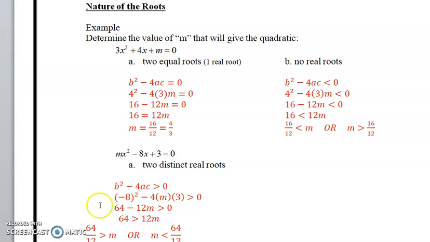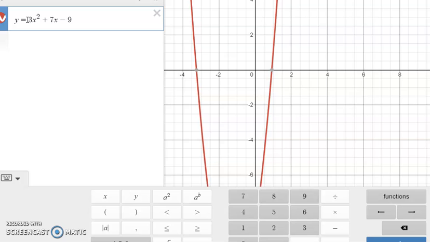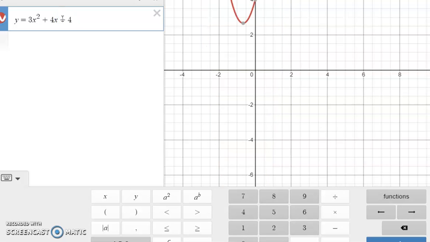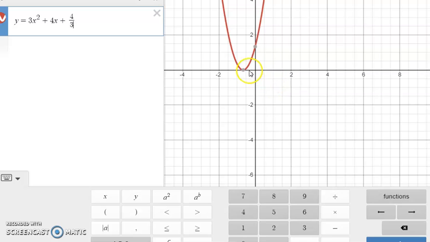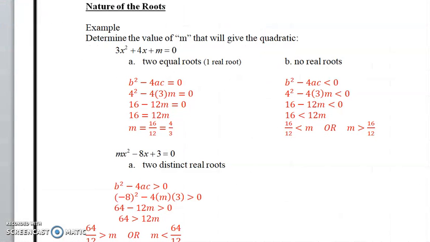So if I put 4/3 in here, that means I would have 3x squared minus 4x plus 4/3. And boom, lo and behold, it does give us 1 real root. That's sometimes, like I said, they'll call that 2 equal roots or 1 real root. We'll learn about that in Pre-Cal 12. It's called multiplicity, like I mentioned earlier.